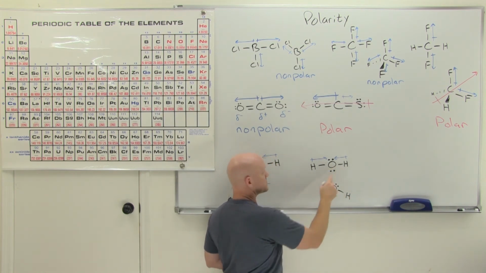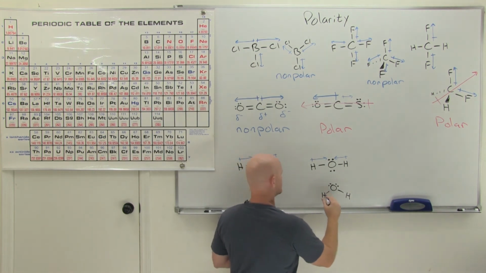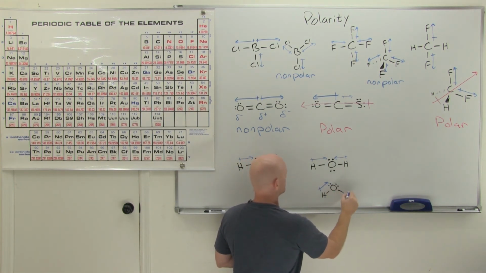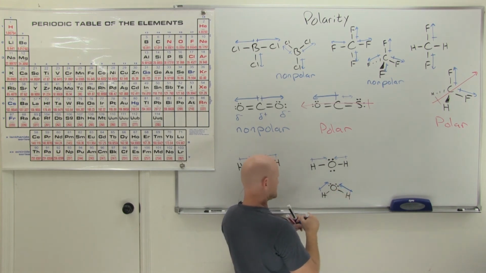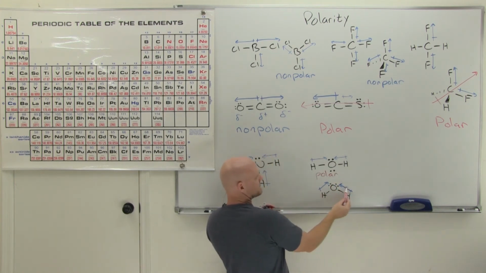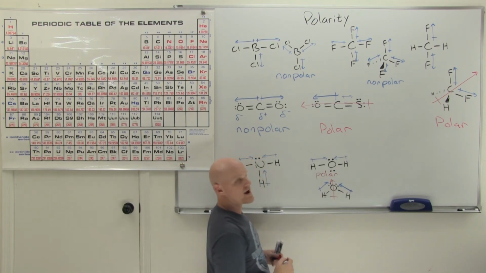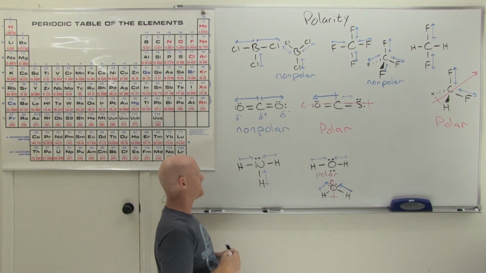Again, this is another case where Mr. Lewis is a liar. It's not 180 degrees. And if we take a look at these individual bond dipoles now, we can see that, yep, they're not going to cancel perfectly, and this molecule is definitely polar. And if we take the average of those two individual bond dipoles, we can see that there'd be an overall molecular dipole right up the center of that molecule.